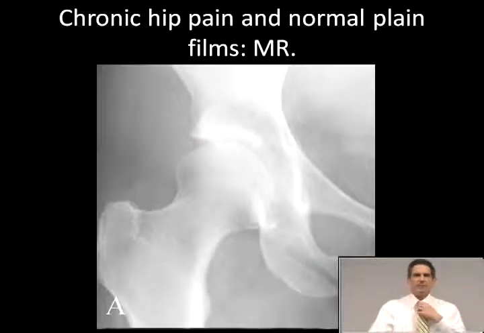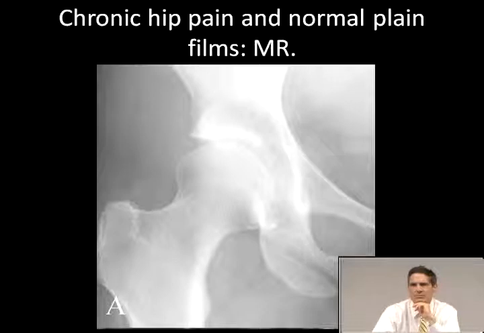If the plain films are unremarkable in patients with chronic hip pain, MR can show you osteoarthritis and joint narrowing and articular cartilage loss that you won't see on plain films. It can show you avascular necrosis, which is either subtle or hard to see on plain films. In patients with an acetabular or labral tear, they'll have symptoms of clicking or locking, and MR arthrography can be helpful to evaluate internal structures.